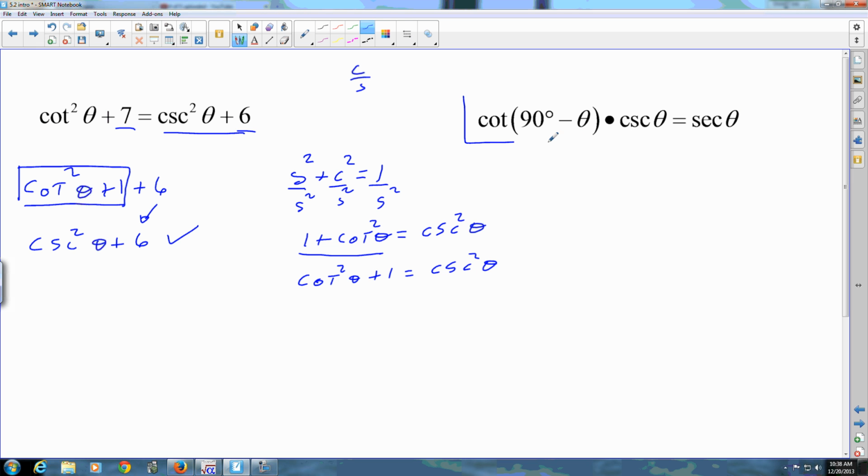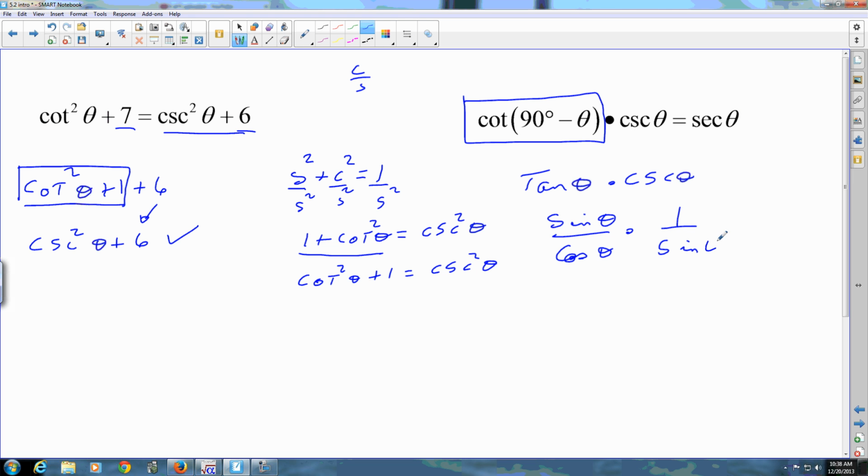Okay? This one, cotangent of 90 minus theta. You have to remember what this identity is worth. This one is worth tangent of theta times cosecant of theta. When in doubt, cash stuff in for sines and cosines. So you have sine over this. Sines cancel, and you have 1 over cosine, which is equal to secant theta. Okay? So you're just replacing stuff with what they're worth.